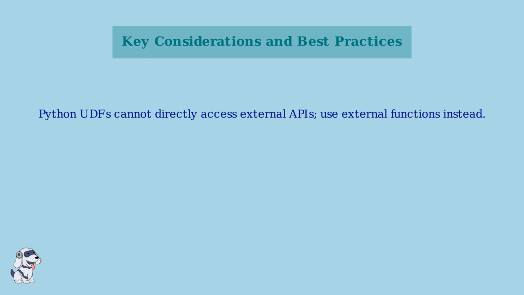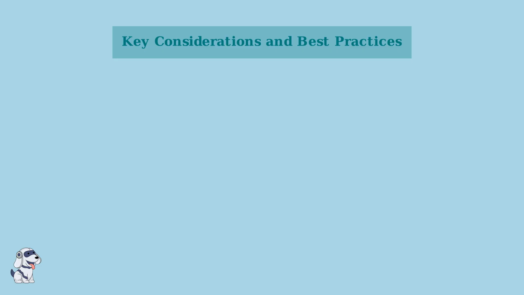Fifth, remember that Python UDFs cannot directly access external APIs. For external connectivity, use Snowflake's external functions instead. Finally, be aware of runtime limits, such as 10 minutes per execution. Design your UDFs to complete within these constraints for reliable performance.